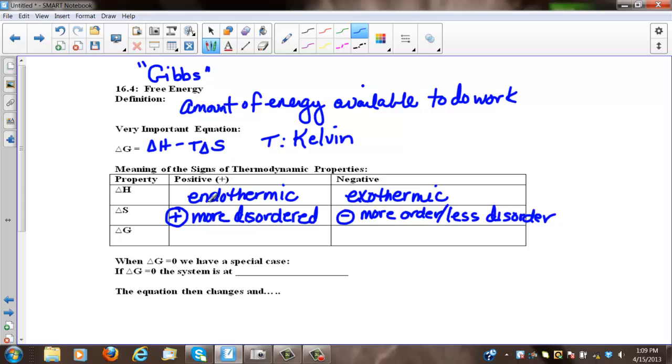If delta G is positive, then the reaction is not spontaneous, and if delta G is negative, then that means that the reaction is spontaneous. When delta G equals 0, we have a special case. If delta G is 0, then the system is at equilibrium.